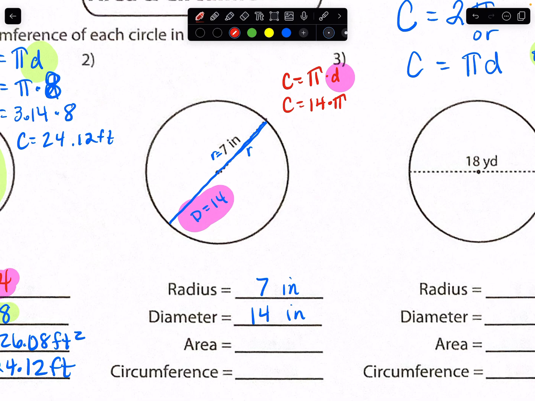So I'm going to do 14 times 3.14, and I get circumference equals 43.96 inches, and this is one-dimensional because it is the fence. So it's one dimension. So that means our circumference is 43.96 inches.